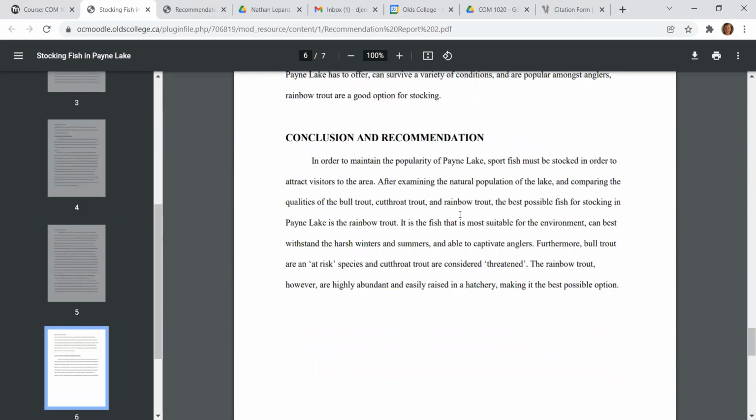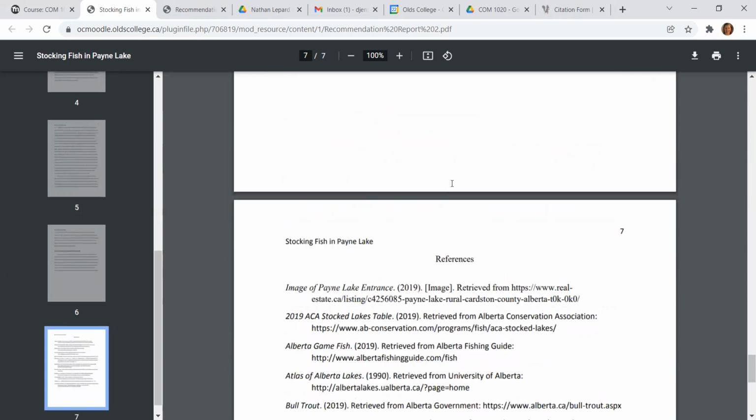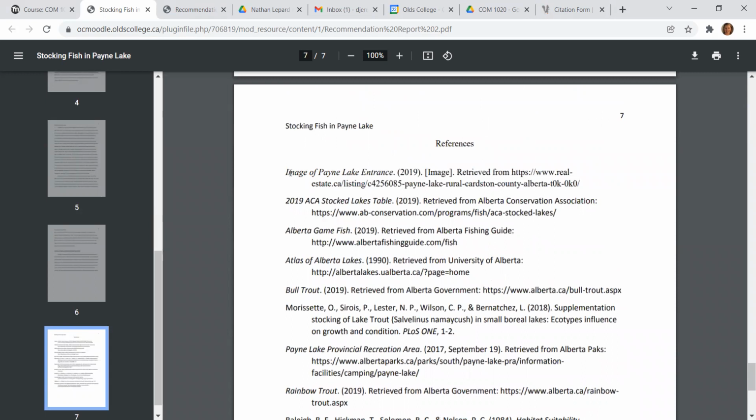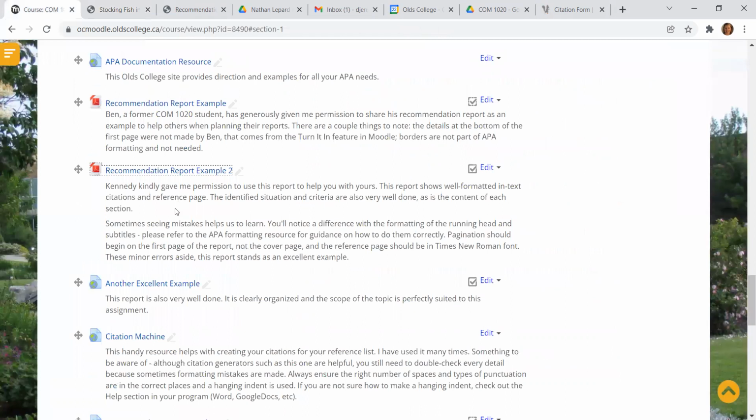And finally it comes to the conclusion and recommendation. Here we've got a case where she's got it with the hanging indent. We've got the APA, as far as most of that formatting goes. It's just not double spaced and in Times New Roman. But otherwise, it's very well done.